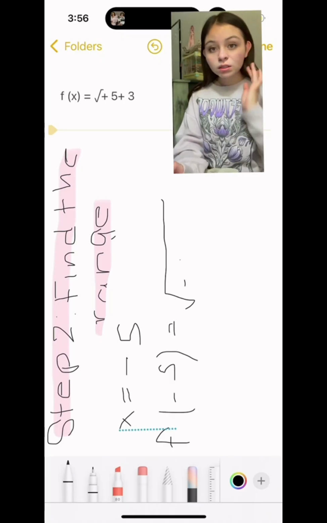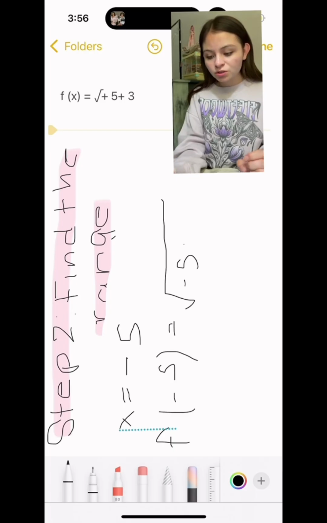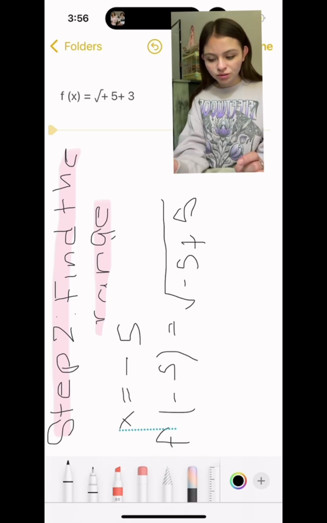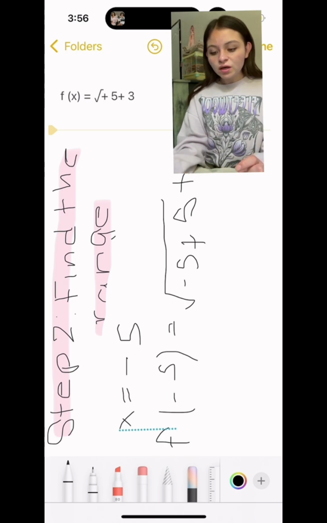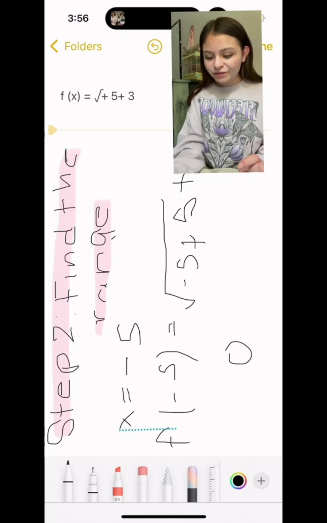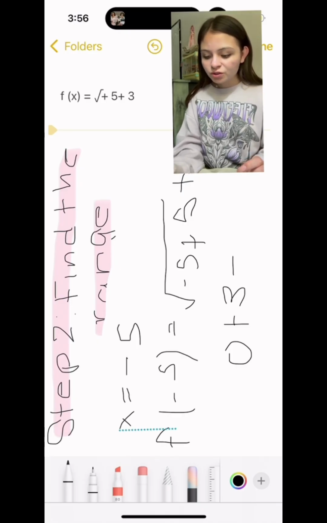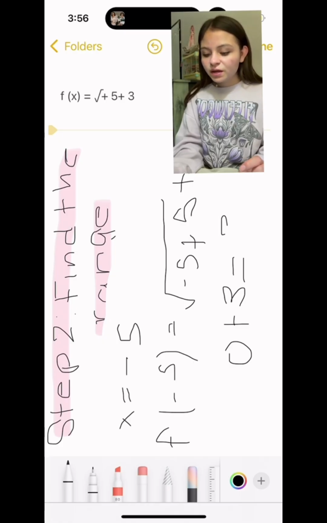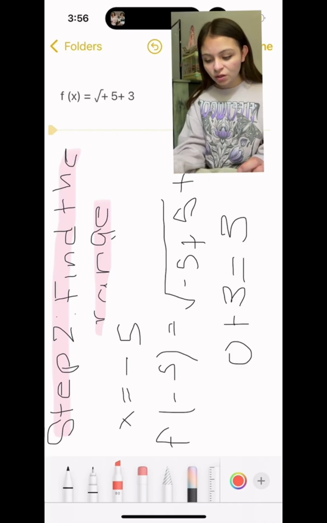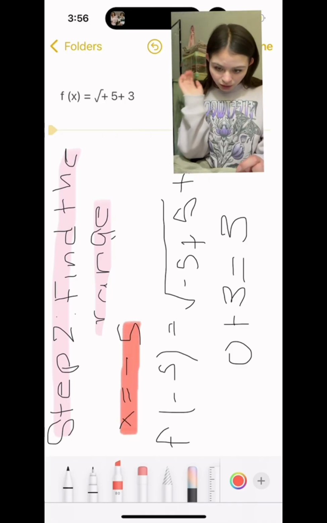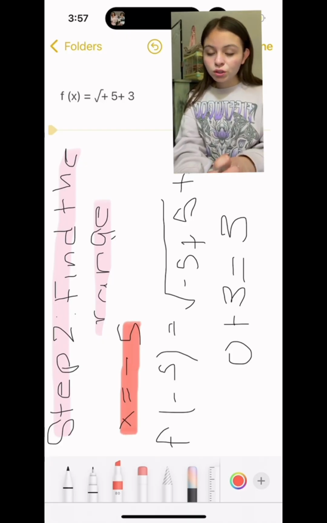Step 2 is now to find the range. The square root is always greater than or equal to 0. The smallest value happens when x is equal to negative 5. Substituting negative 5, the square root of 0 plus 3 is 3. As x increases, the square root increases, and f of x goes to infinity. So the range is from 3 to infinity.